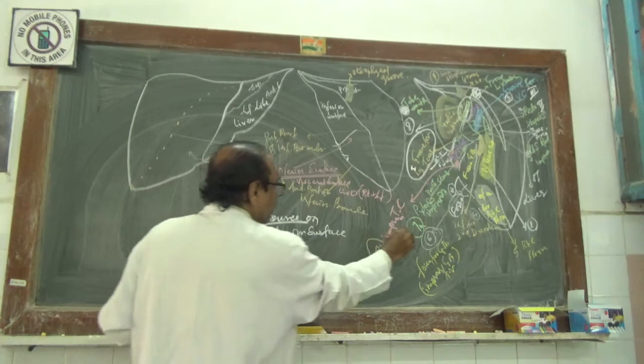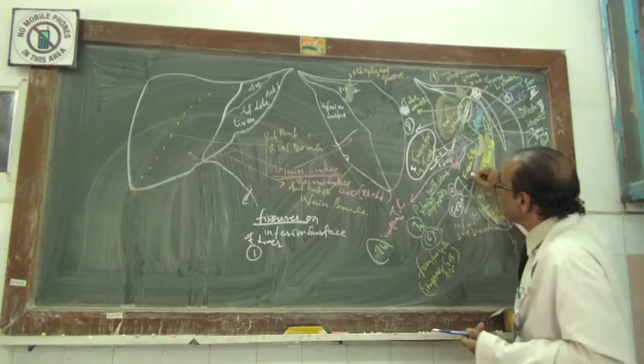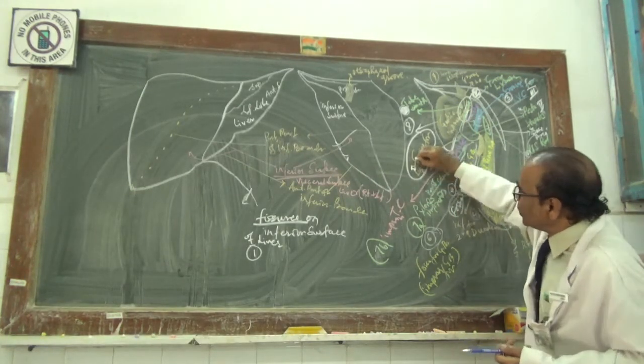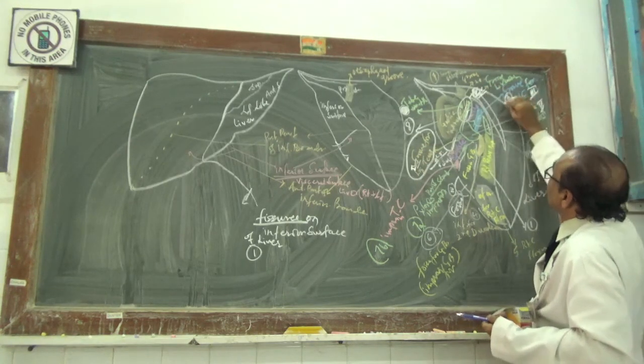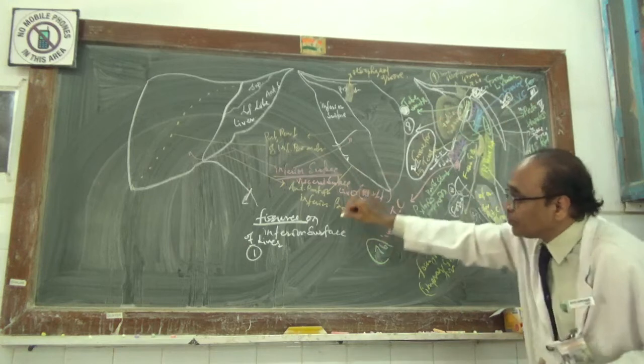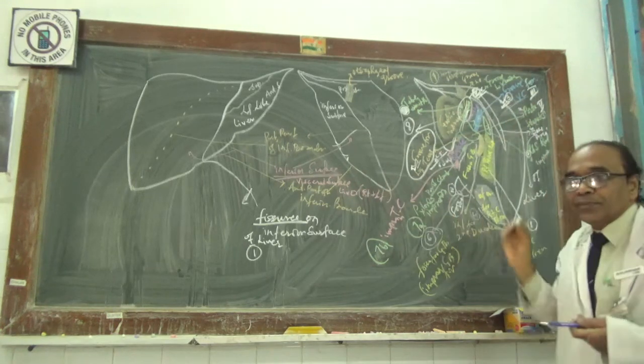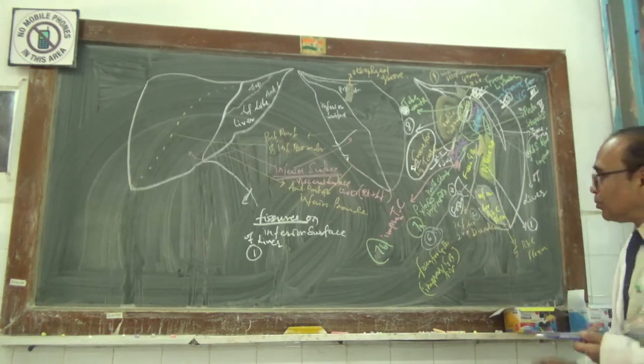Fissures. This will be there. One finished, second will be finished, third will be finished. Fissures of the inferior surface of the right lobe of the liver.